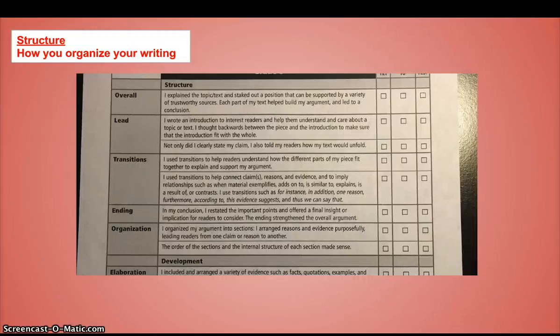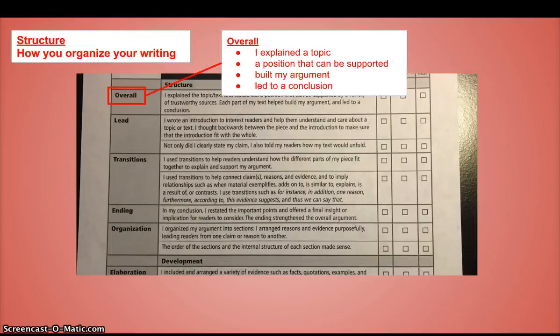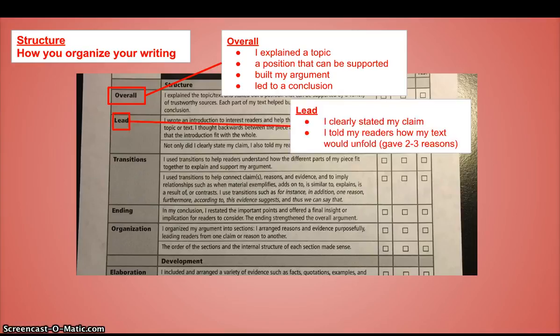Okay, here's the first category, structure, how you organize your writing. Okay, so your overall structure should explain a topic, have a position that can be supported, build your argument, and lead to a conclusion. You want to make sure that it makes sense and that you've actually made your point, what you're trying to convince your reader to believe. Okay, now to do that, you're going to start with a lead. In a lead, you clearly state your claim and you explain to your readers how your text is going to unfold. In other words, you provide your 2 to 3 reasons ahead of time so they know what they're going to see when they go to read the rest of your essay.